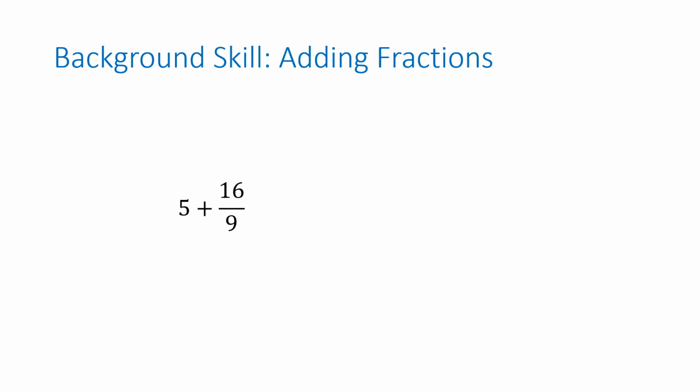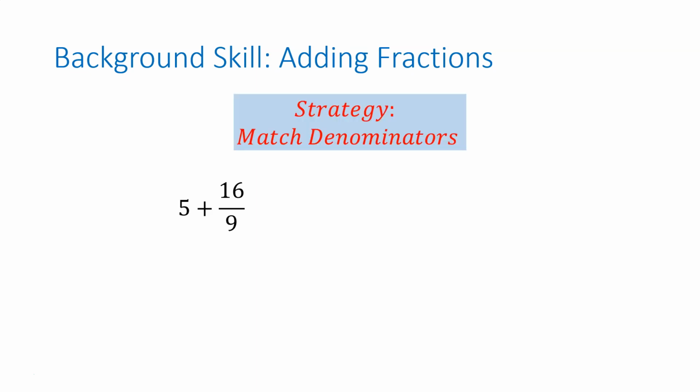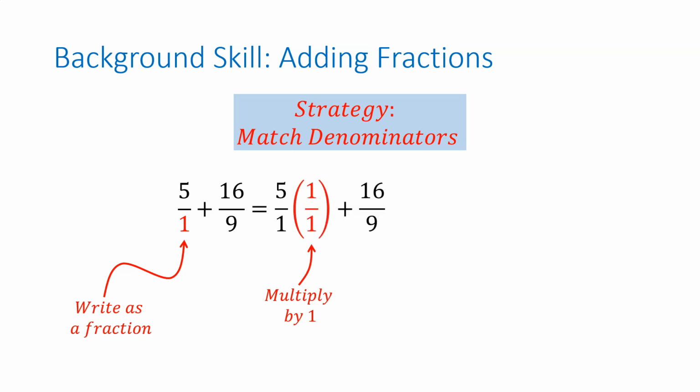Let's talk about how to add fractions. Say we have 5 plus 16/9. Our overall strategy is to match the denominators. 5 doesn't have an apparent denominator, but it can be written as a fraction. So the first step is to write 5 as the fraction 5 over 1. Then we multiply this new fraction by 1 over 1. We can do this because a value isn't changed when multiplied by 1.